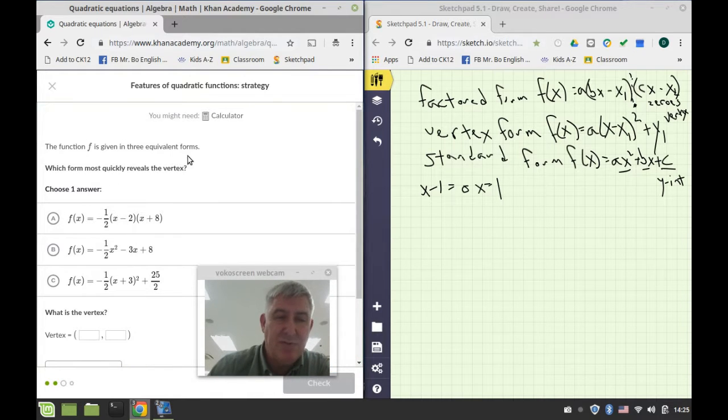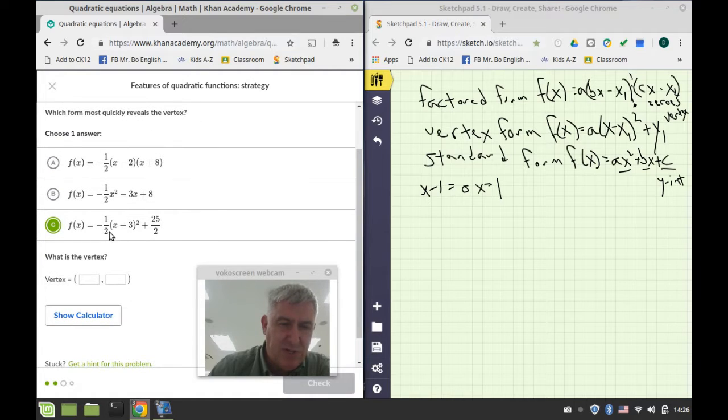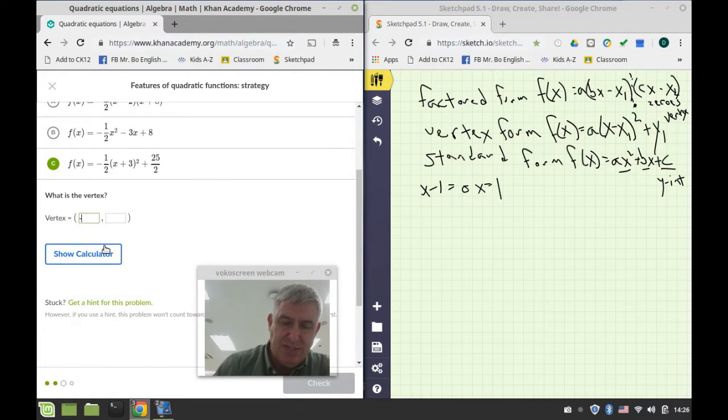The function f is given in three equivalent forms. Equivalent means similar, same, equal. Okay. Which form most quickly reveals the vertex? So which one shows us the vertex? Vertex form, it looks like a x minus x1 squared plus y1. So which one looks like that? It's our one over here. And what's the vertex? X minus x1. So it's x minus negative 3 plus 25 halves. There we go.